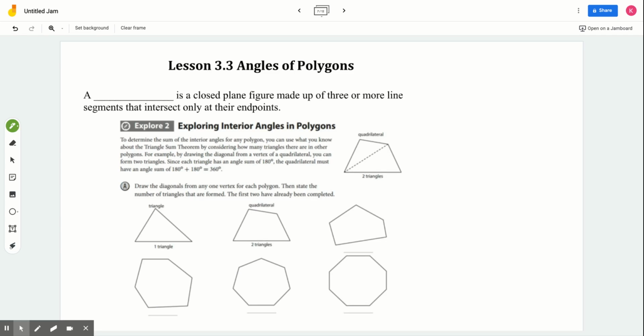Today we're going to be talking about the angles of polygons with lesson 3.3. A polygon is a closed plane figure made up of three or more line segments that intersect at their endpoints only. So these are all polygons.